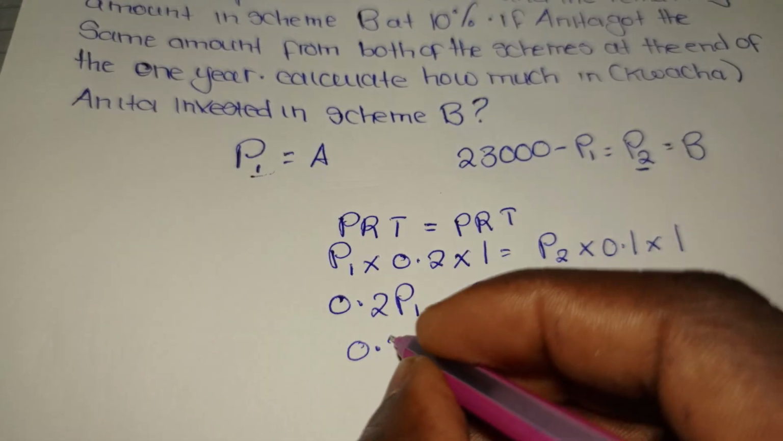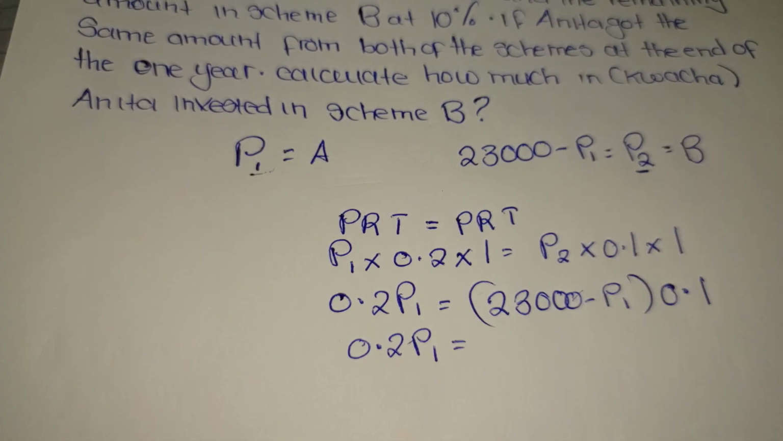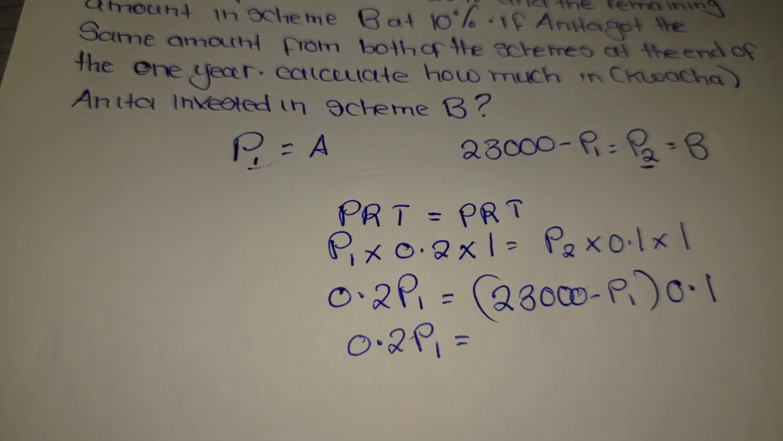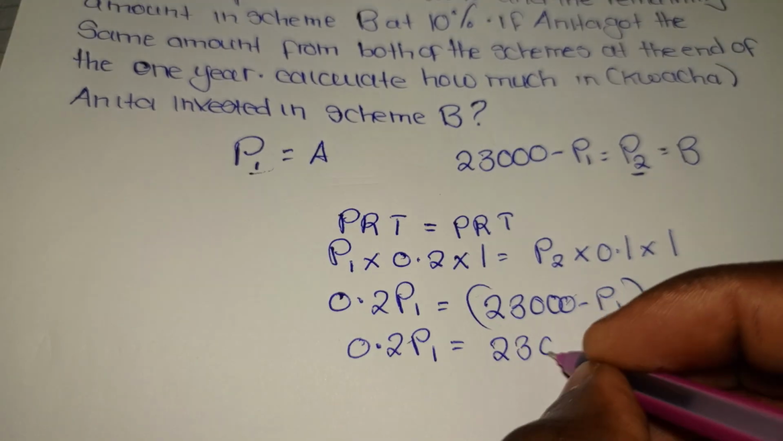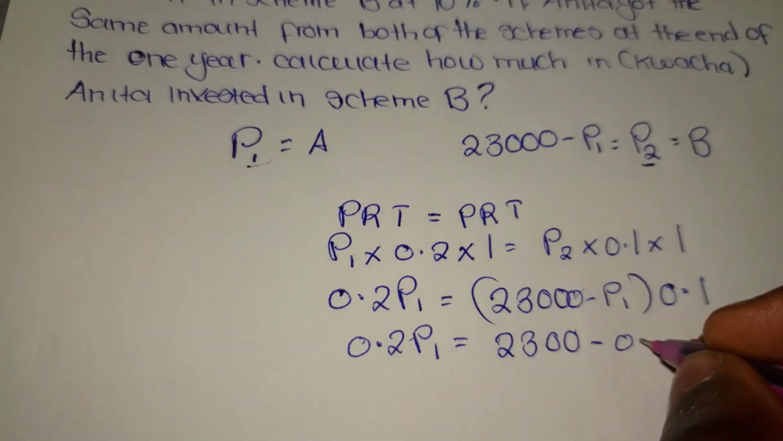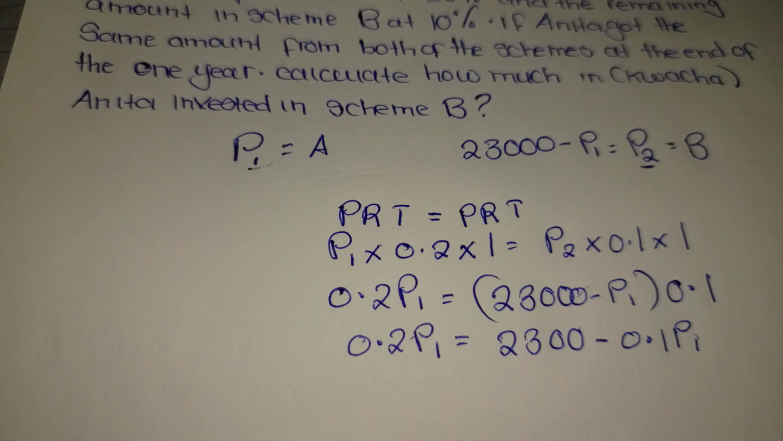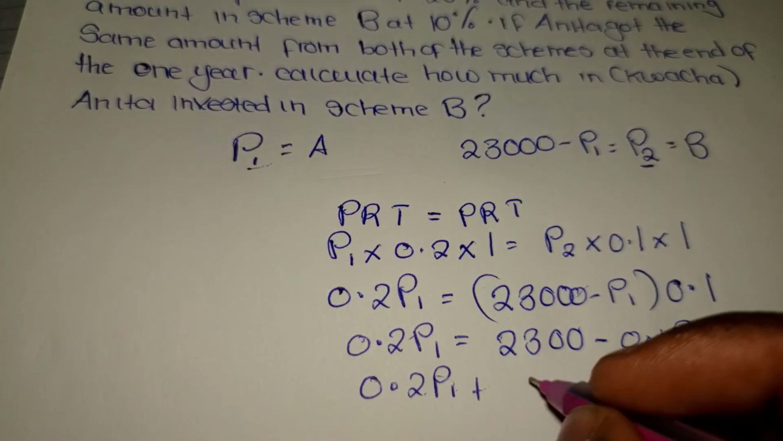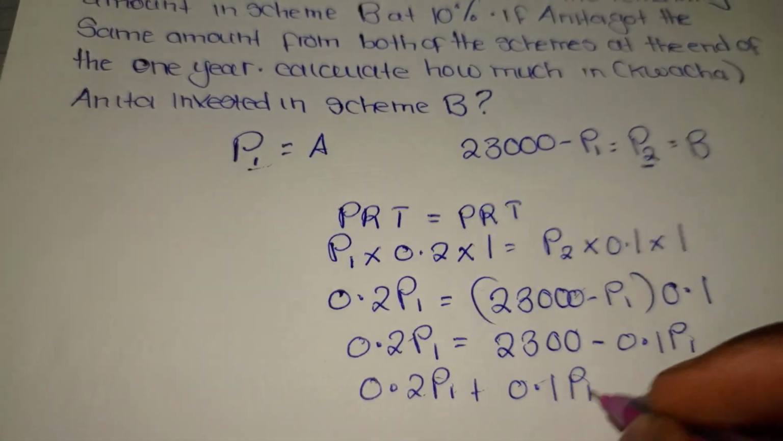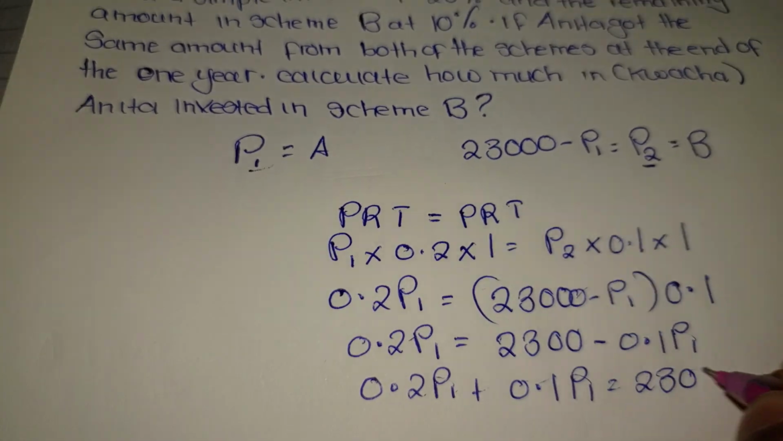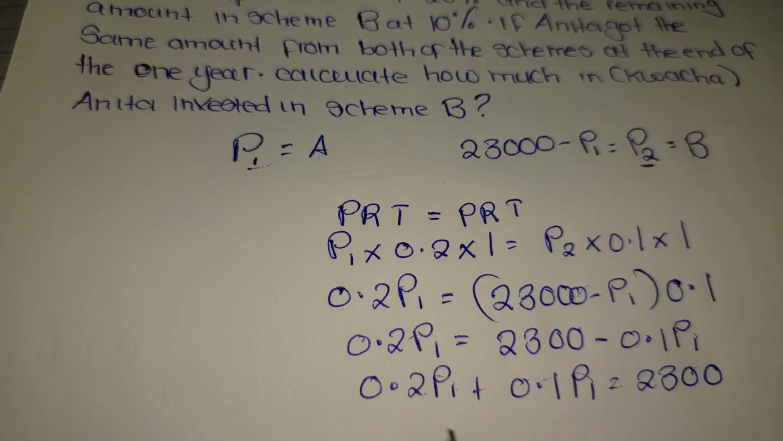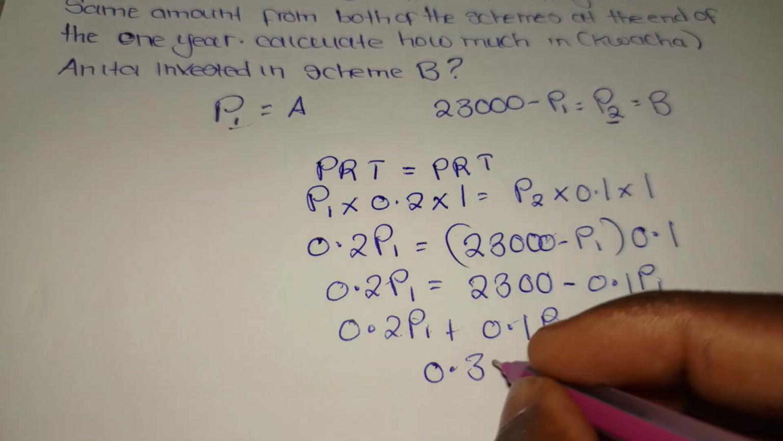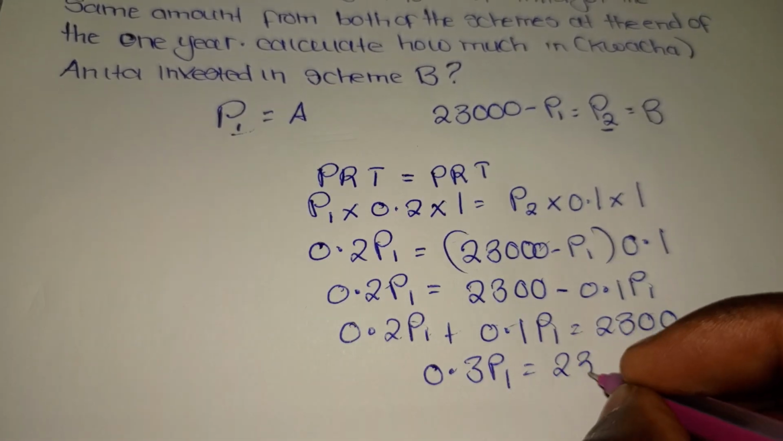So we know to say 0.2 P1 is equal to, where 0.1 times 23,000 gives you 2,300. This times that one gives you 0.1 P1. Then from here you can group the like terms, where you have 0.2 P1 plus 0.1 P1 giving you 2,300. When you add, you will have 0.3 P1 is equal to 2,300.